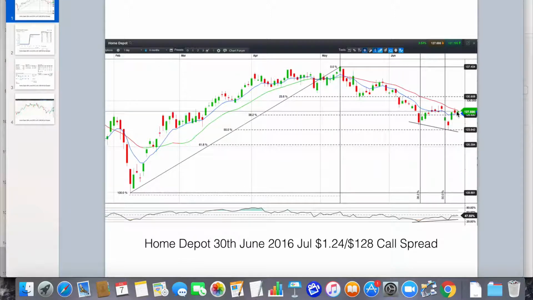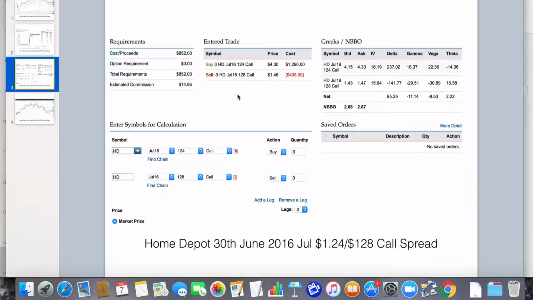So on this day I entered a call spread, and this is what it looked like here. So I bought 3 July 16 124 calls, they're in the money for $4.30, and I sold 3 July 128 calls for $1.46. So I had a net debit of $432. Now that's the trade entry there, and here's the profit and loss graph.